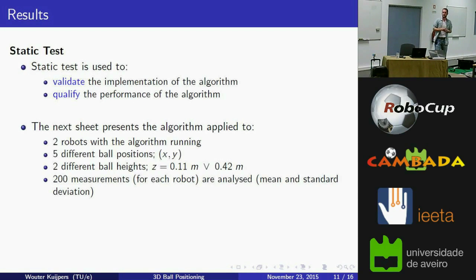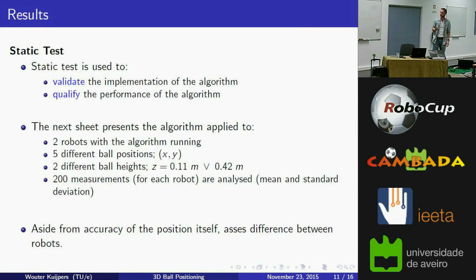And 2 different ball heights. The one is just a normal ball lying on the ground, so the radius of the ball, 11 centimeters. And also the green box you see over there exactly raises the ball up to 42 centimeters. Then for each robot, I took 200 measurements and analyzed those for mean deviation and the noise.